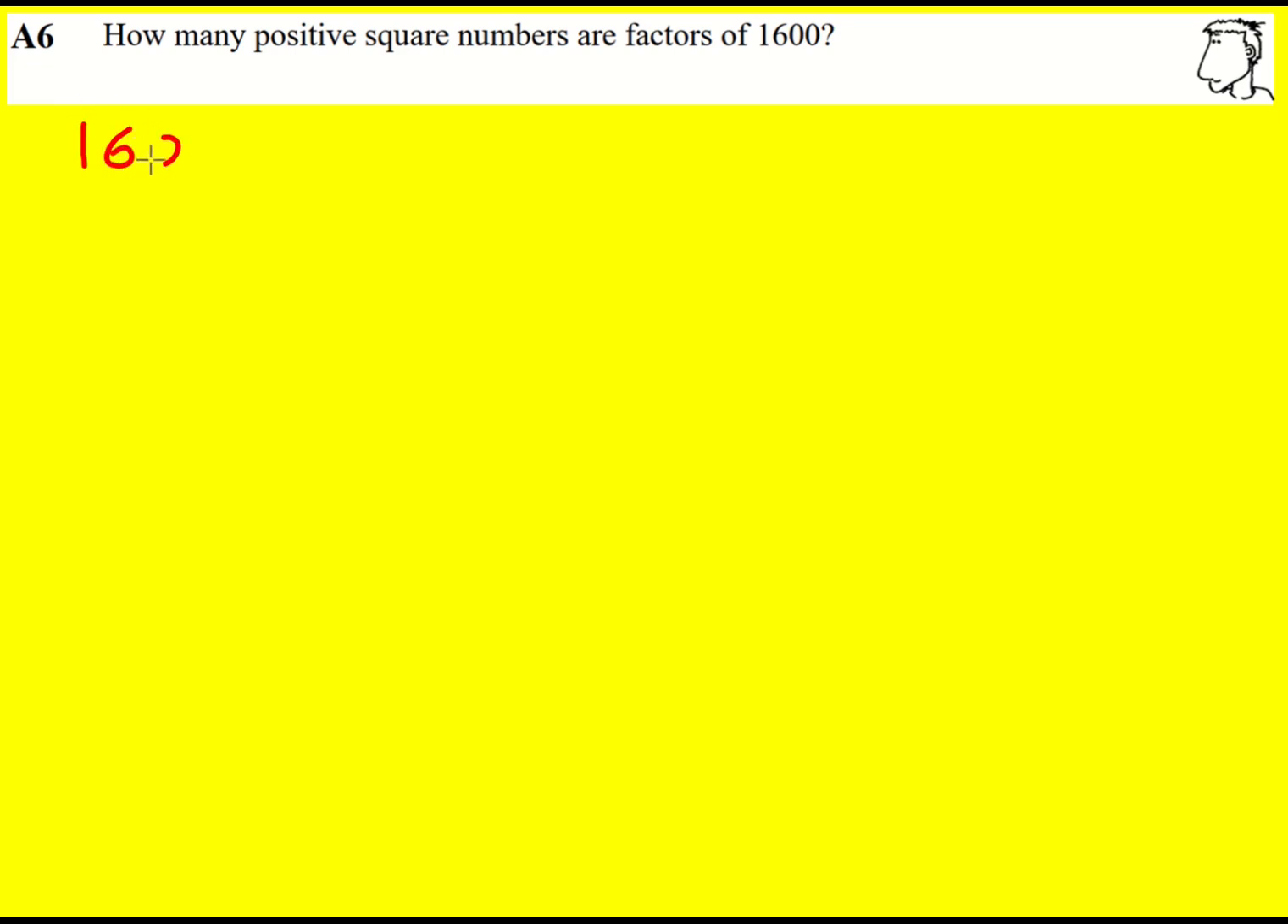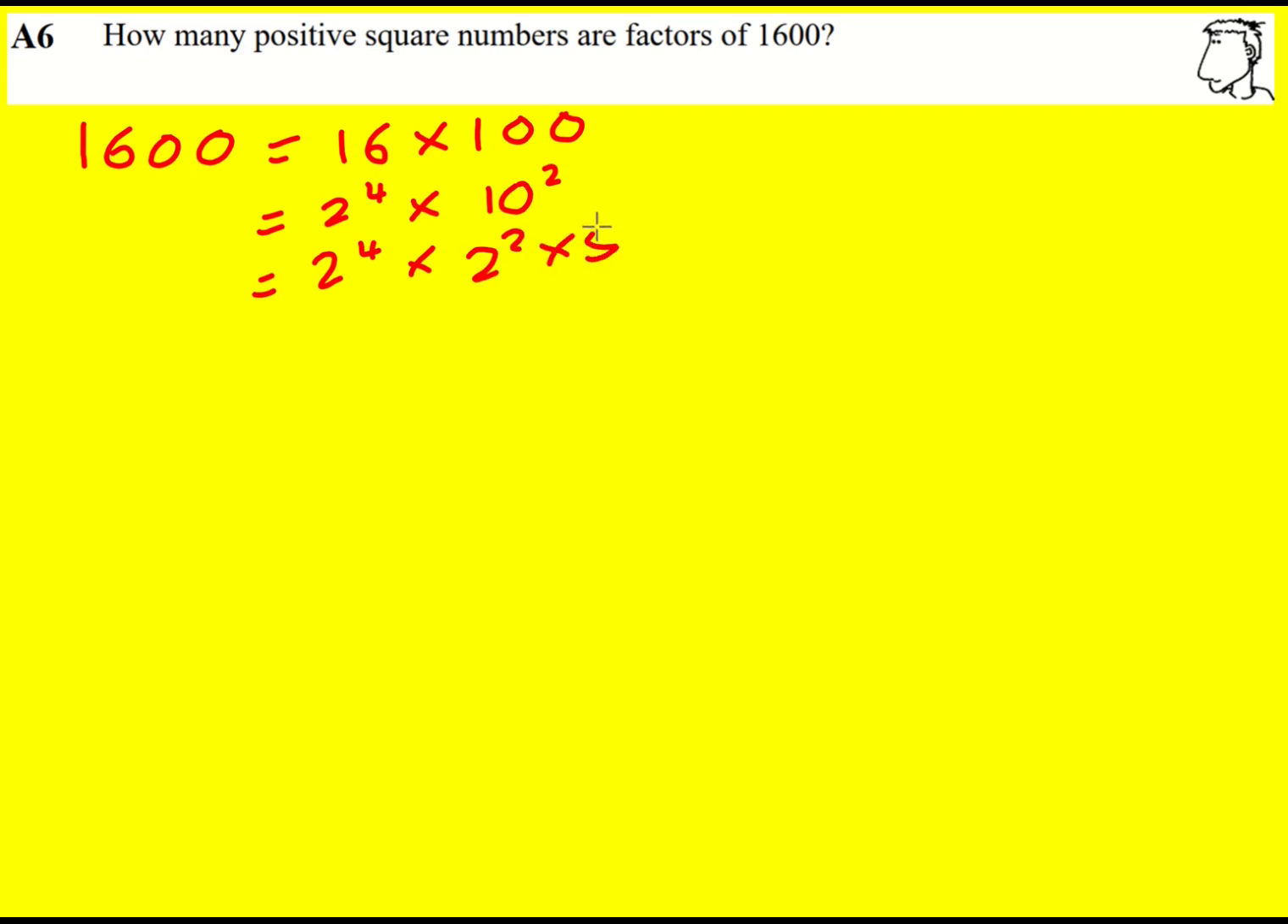For this, I jumped into writing down the prime factorization of 1600, so 16 times 100, which becomes 2 to the power 4 times 10 squared. But 10 squared is actually 2 times 5 squared, so it would be 2 squared times 5 squared. That will give me 100. Therefore, 2 to the power 6 times 5 squared. And now we can just carefully take square numbers out of this.